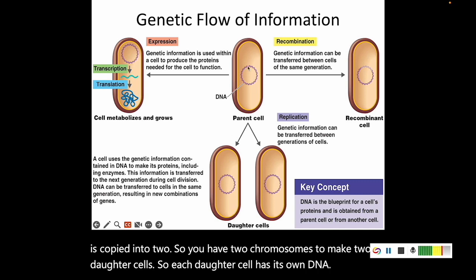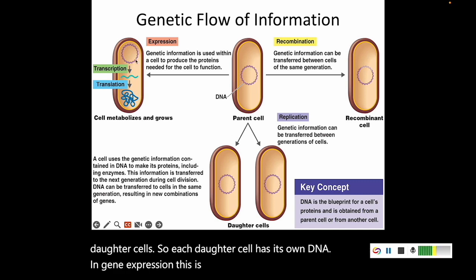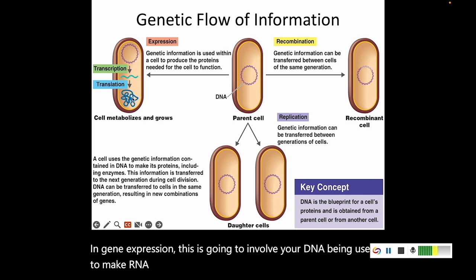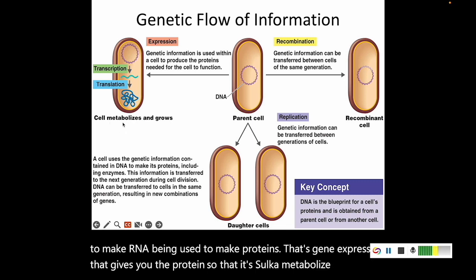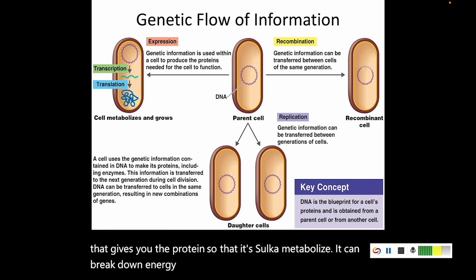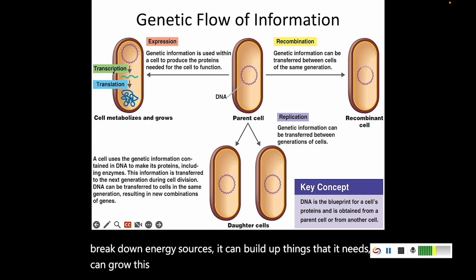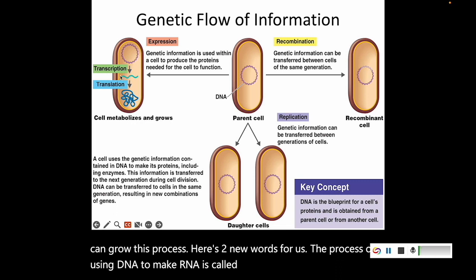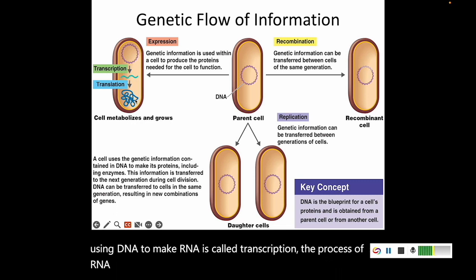In gene expression, your DNA is used to make RNA, which is used to make proteins. That gives you the protein so the cell can metabolize. It can break down energy sources. It can build up things that it needs. It can grow. This process has two new words for us. The process of using DNA to make RNA is called transcription. The process of RNA being used to make protein is called translation.